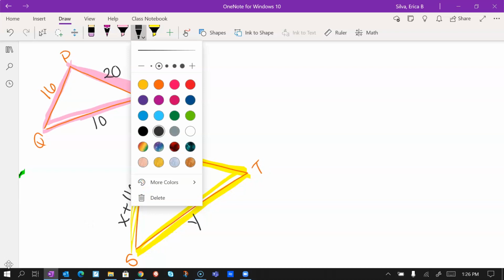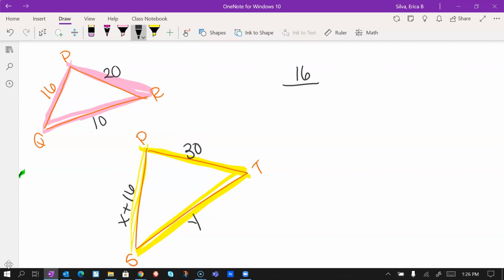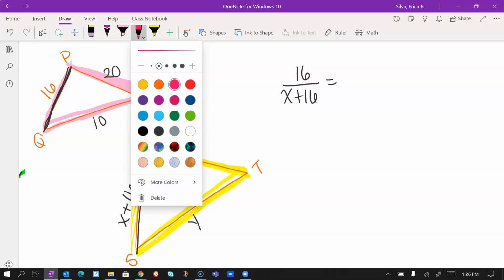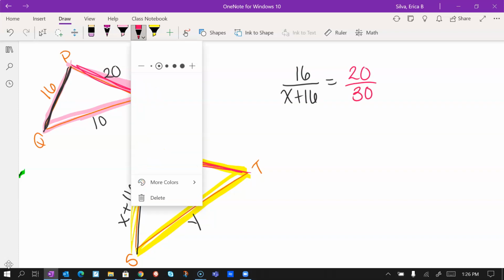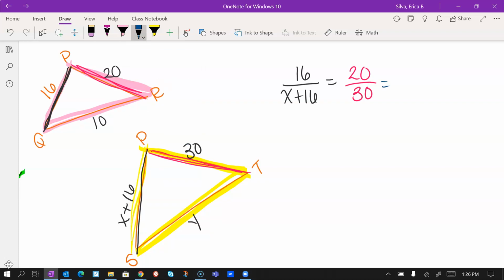All right, let's go ahead and use our two triangles, and we're going to write our proportions. Remember, we do side over its corresponding side, and corresponding means that it's in the same position. So let's start with PQ, which is 16. And 16 corresponds to what? 16 corresponds to, thank you, x plus 16. Go ahead and go to the next one. We've got PR. PR is 20, and PR corresponds to 30, which is PT. And then finally, we've got QR, which is 10, corresponds to what? Y, which is ST.